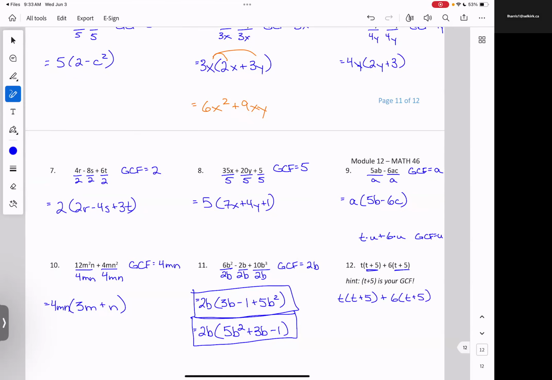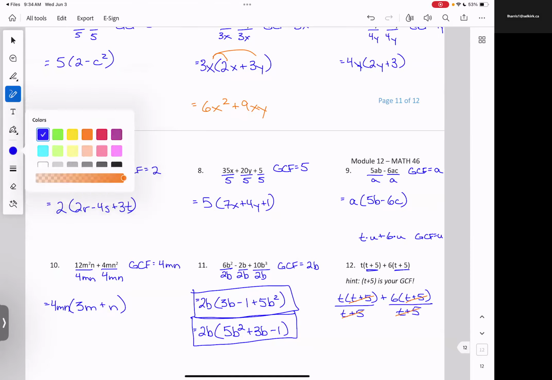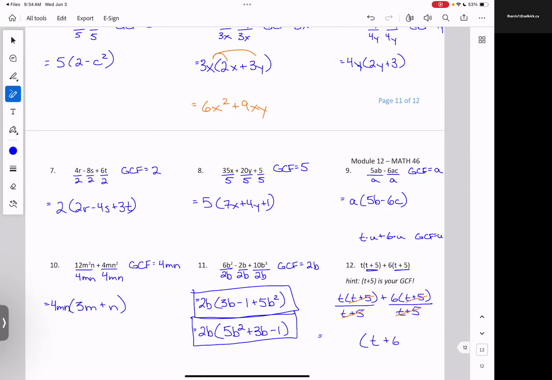So we're going to divide each of these terms by t plus 5. When we do that, our t plus 5s are going to cancel. The resulting quotient here would be t plus 6. And then we're sticking our GCF out front, which is t plus 5. And that's it for polynomials.